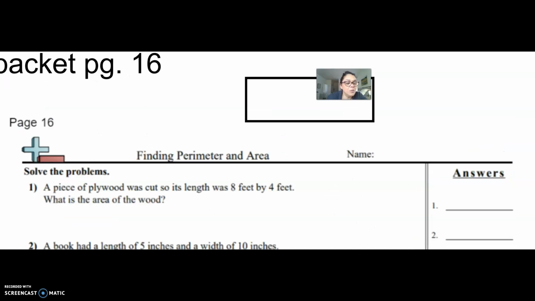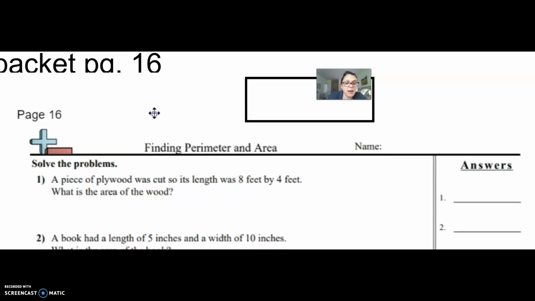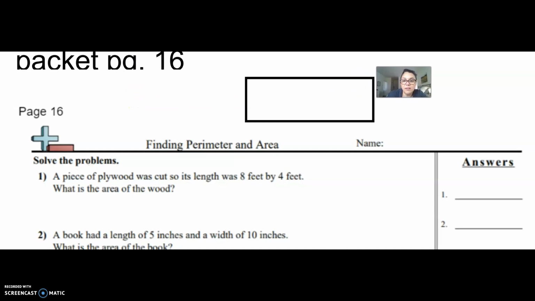All right, then you're going to work in your packet on page 16. And page 16 are area and perimeter problems. Let's remember finding area and perimeter of a rectangle. So we have a length and a width and an area. Length times width is the formula for area. Length plus width is the formula for perimeter.